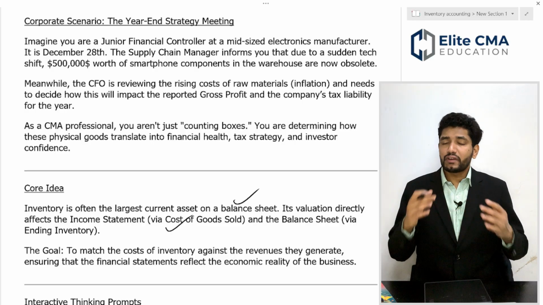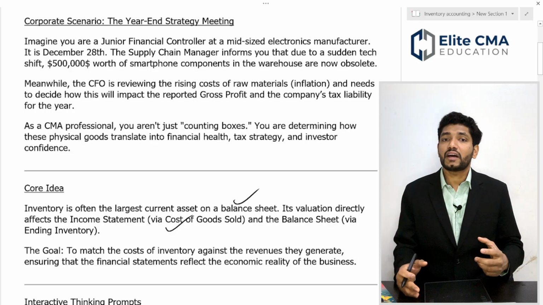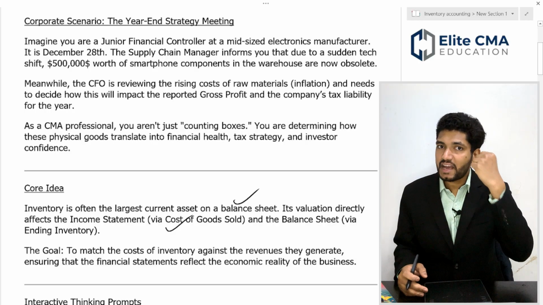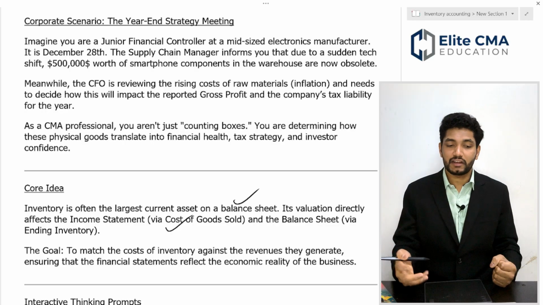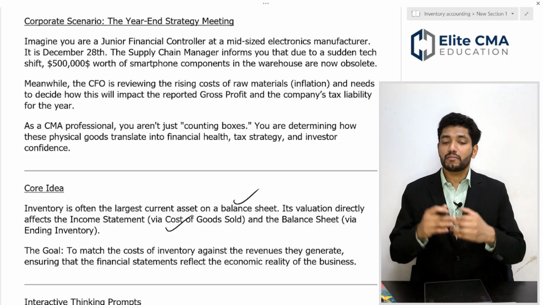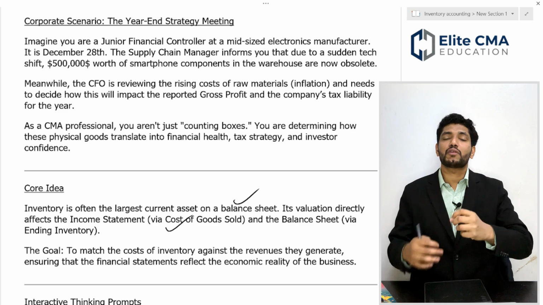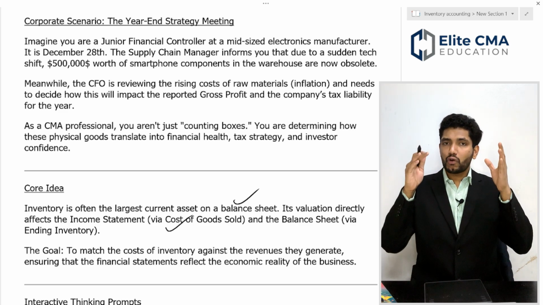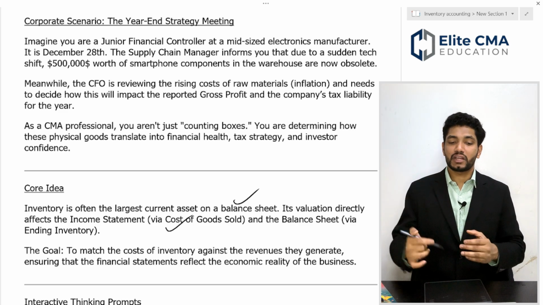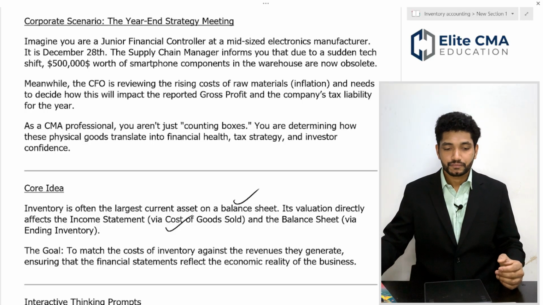The goal of inventory reporting is that costs have to be matched against the revenue they generate, ensuring that the financial statements reflect the economic reality of the business. So the goal of proper inventory reporting is to match the cost against the revenue.